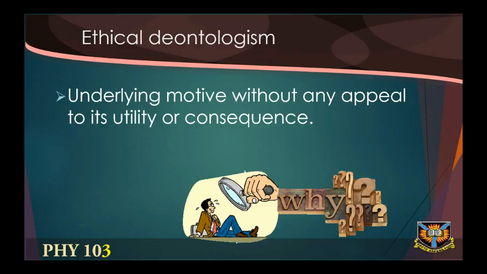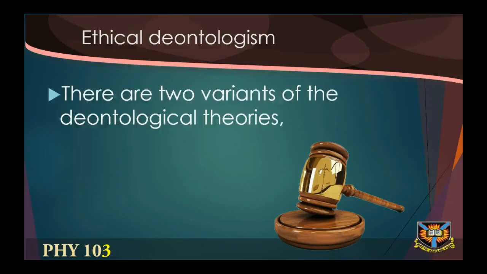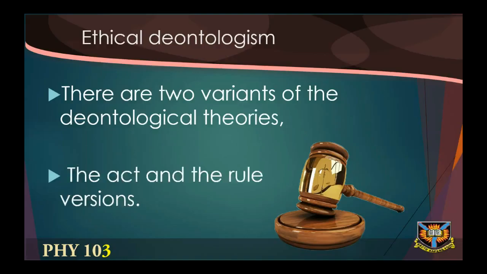You are to carefully examine the essential nature of the action and all the relevant facts relating to the nature of the action, and simply decide or intuit whether the action is morally right or wrong. There are two variants of the deontological theories, namely the Act and the Rule versions. We will now discuss each of these in turn.